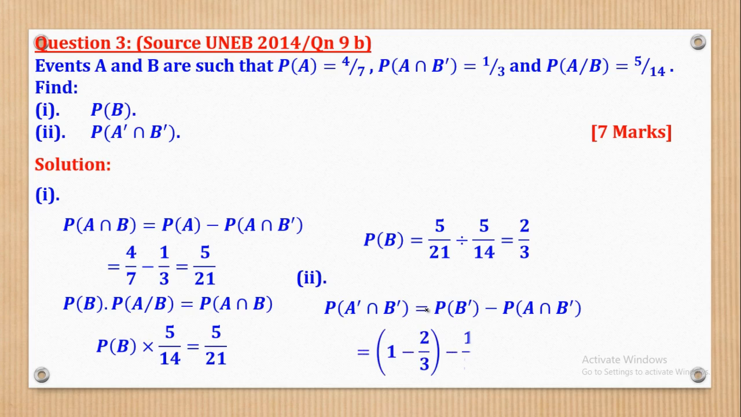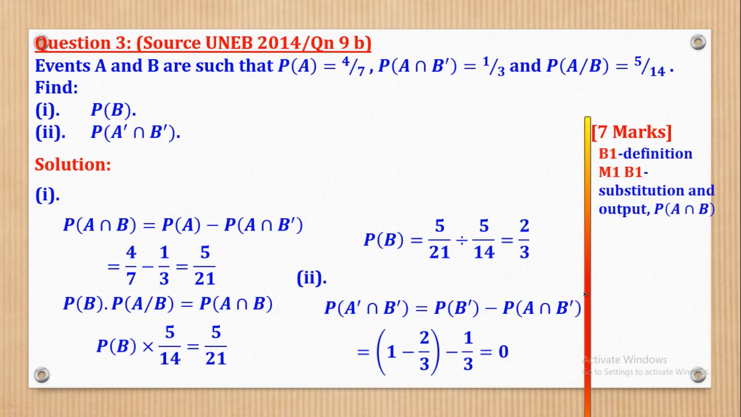So next is to substitute. B complement is equal to 1 minus probability of B. So probability of B is 2/3, that's why I put it there. So that is our B complement. Then A intersection B complement, it was already given here, so we shall come and put it there. Now when you simplify, 1 minus 2/3 is 1/3, and this is also 1/3, so in the end you shall come up with 0. So basically that's what they wanted, and now let's see how marks can be awarded.